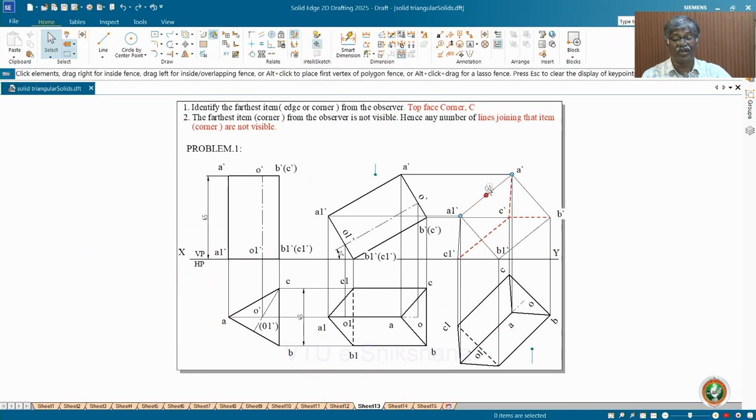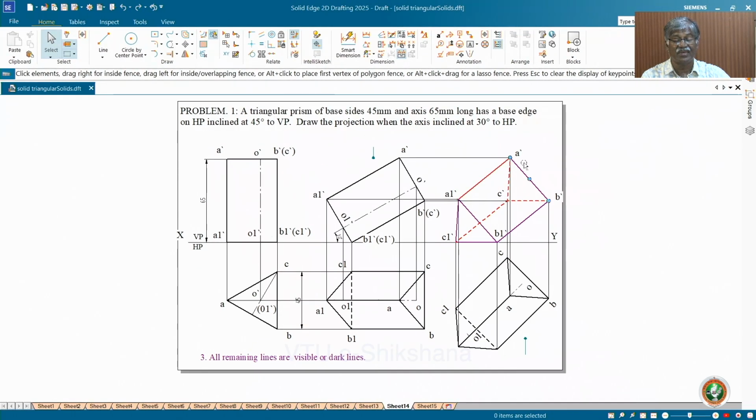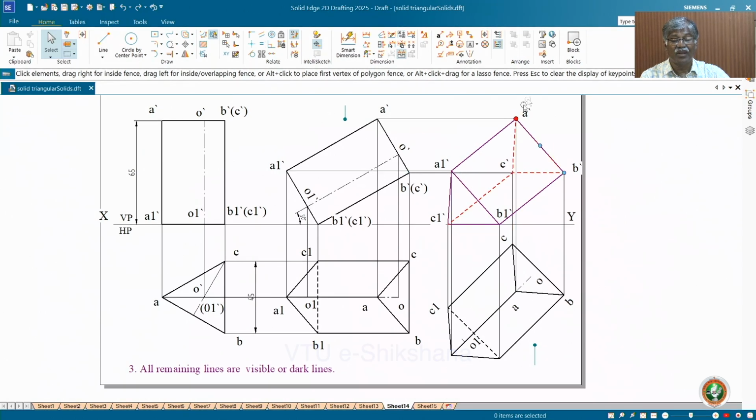Here there is no confusion about boundary lines, because everything is inside. Boundary means this. Somebody may say, see, this we have connected here, this also dotted, this boundary line is dotted. That's why we have given one particular condition: irrespective of the situation, all boundary lines are visible. So you make all boundary lines visible, and all remaining lines are visible. Only these three lines are dotted. The point C from this observer is the farthest point, that is the corner.